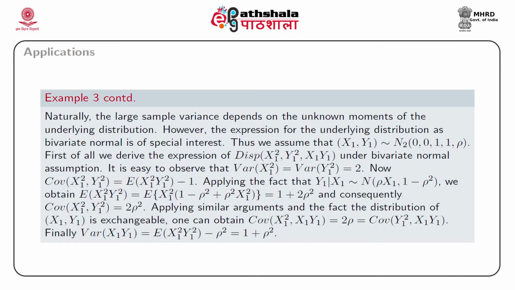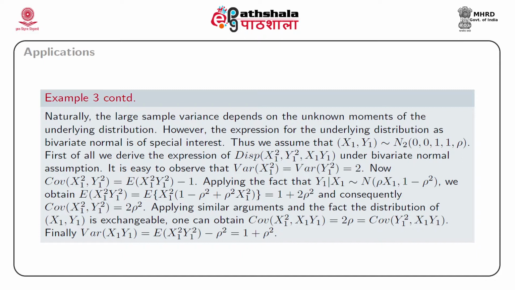Next, the covariance between x1 square and y1 square can be expressed as the expectation of x1 square y1 square minus 1. Now, if we apply the fact that the conditional distribution of y1 given x1 is univariate normal with mean rho x1 and variance 1 minus rho square, we simply obtain that the expected value of x1 square multiplied by y1 square is 1 plus 2 rho square, and hence we get the covariance between x1 square and y1 square as 2 rho square. Now, applying similar arguments and the fact that the distributions of x1 and y1 are exchangeable, that is, the distribution of x1 y1 and the distribution of y1 x1 are the same.